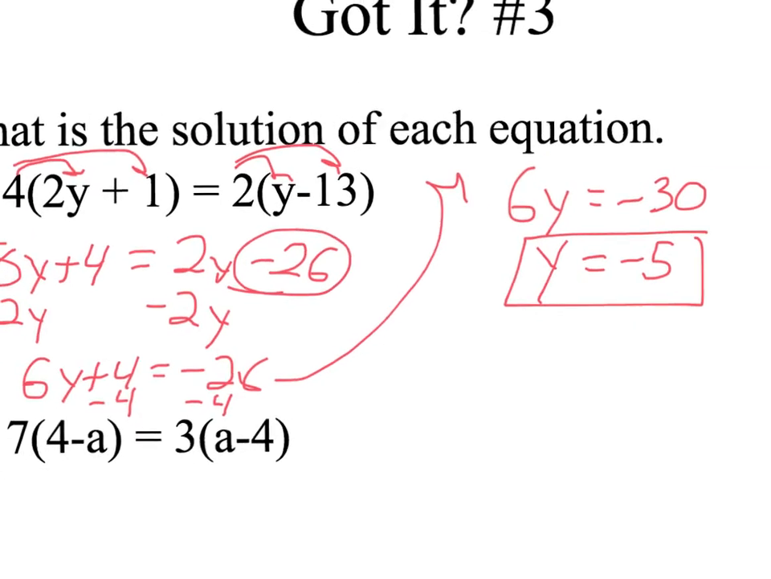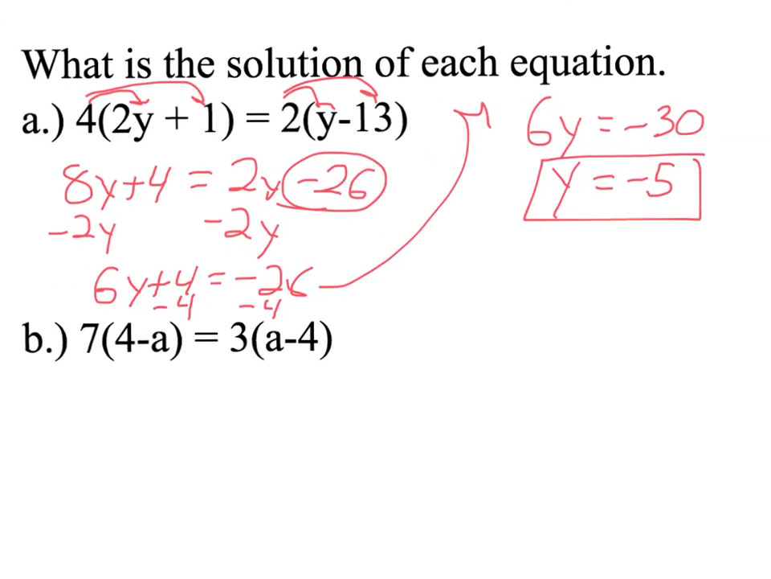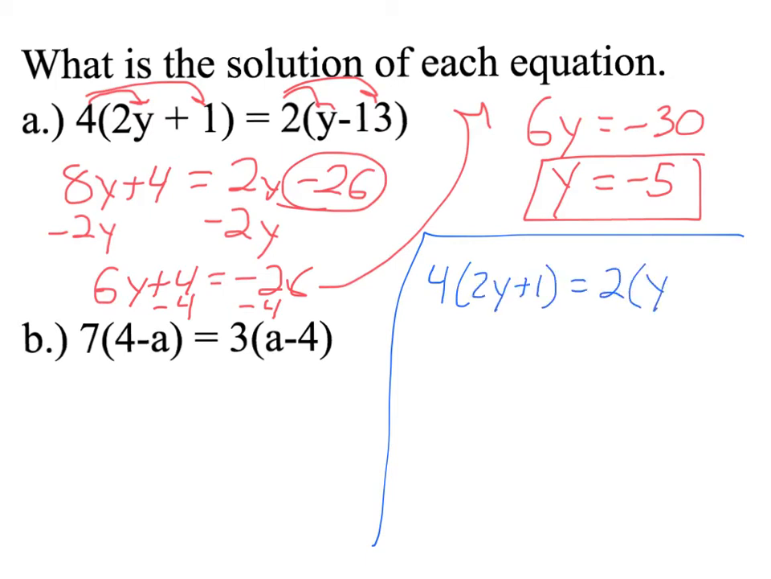let me leave this so we can see both of them. If we would have done 4 times (2y plus 1) equals 2y minus 13. Now, I'm not really suggesting this because I think the distributive property is easier, but do you see how the two numbers that you're going to distribute share a common factor? When that happens, you can divide this whole thing by whatever the common factor is.